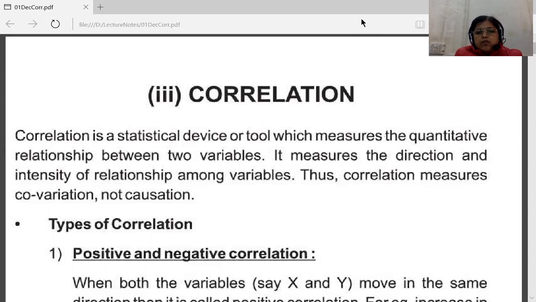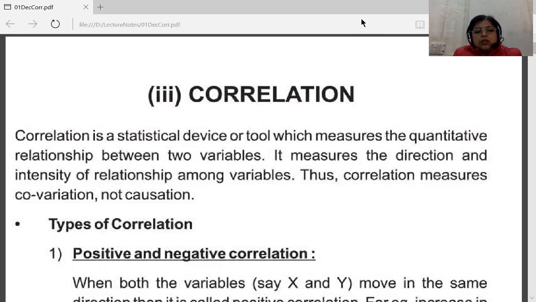Like if we vary one variable, what will happen to the other variable, whether it will increase or decrease. If we increase one variable and, as a result, the other increases, then the relationship is direct. And if we increase one variable and, as a result, the other variable decreases, the relationship is indirect.